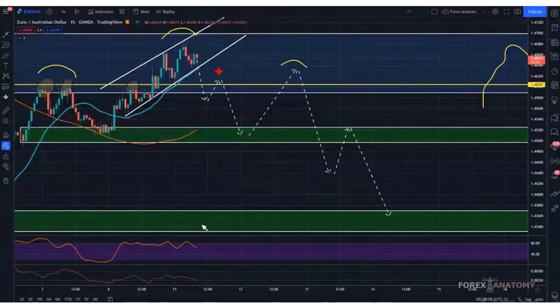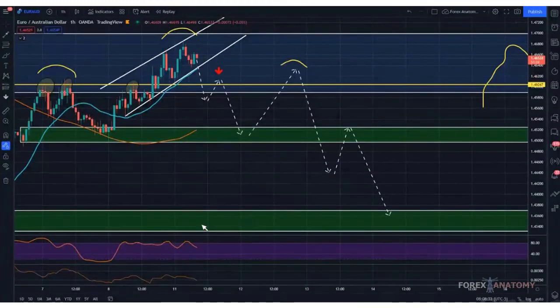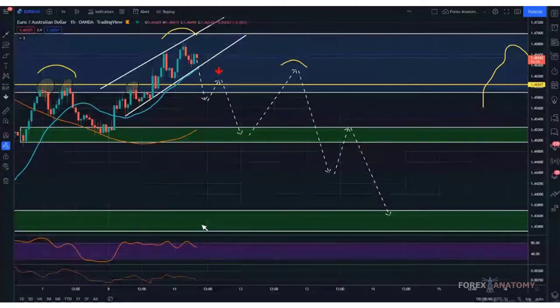But yeah, are there any questions about this particular setup on Euro Aussie, this top-down technical analysis, before we move forward? What time is it? Actually, it's 8:08. Okay. So yeah, I don't think we have any further questions in regards to this.